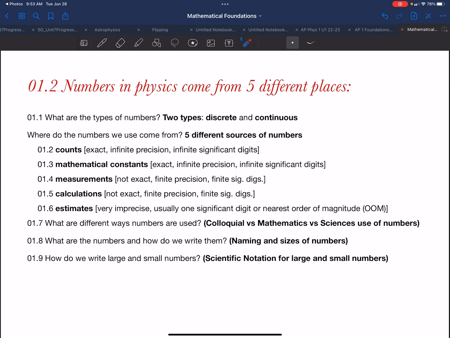So we are currently going to be looking at question 1.2, which is one of the 5 different places from which numbers come. We have already spoken about the different types of numbers, discrete and continuous, and where counts come from and the significance and significant digits of them. We are now going to talk about mathematical constants. If this is the first installment that you've looked at, you may want to look at the prior installments.